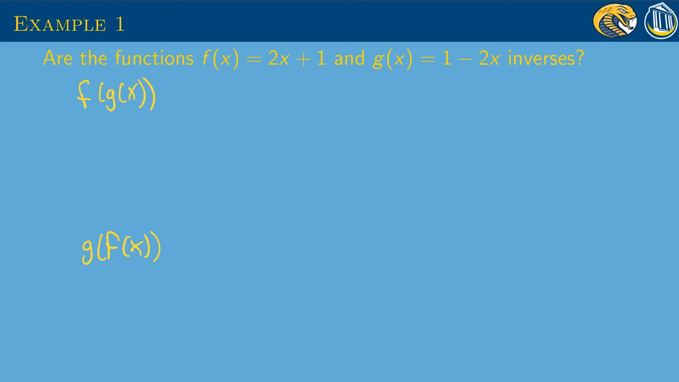So with that being said, we're going to plug the function 1 minus 2x into f of x. In two steps, this is f of 1 minus 2x. And then we ask, what does f do? Well, it takes its input, doubles it, and adds 1. So we will take our input, 1 minus 2x, we will double it, and we will add 1. After simplifying, this is 2 minus 4x plus 1, or negative 4x plus 3.